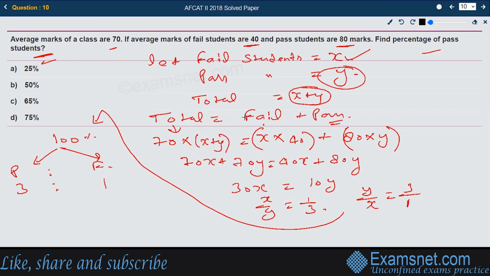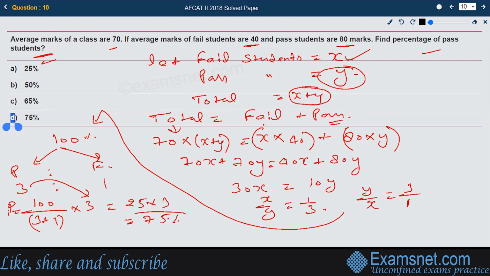So if I break 100 into 3:1, that is 100 divided by 3 plus 1, multiplied by 3, because the passing part is 3. This is what I am calculating for the percentage of pass students. 25 into 3 is 75%. So 75% have passed and obviously 25% have failed. So the answer is 75%.